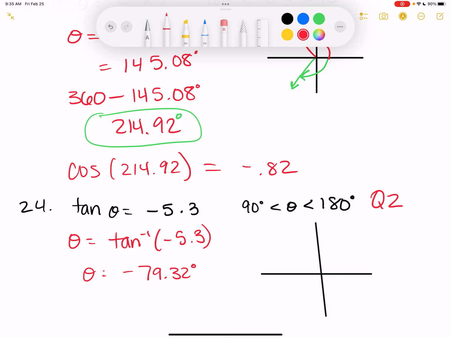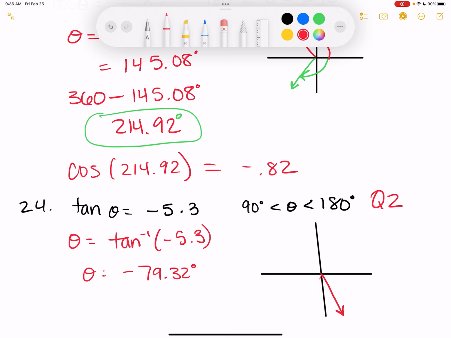All right, so that occurs. Wait, actually, this tangent has to be on the right side. Ah! Come back. That would be what I said. Wait a minute. Okay.